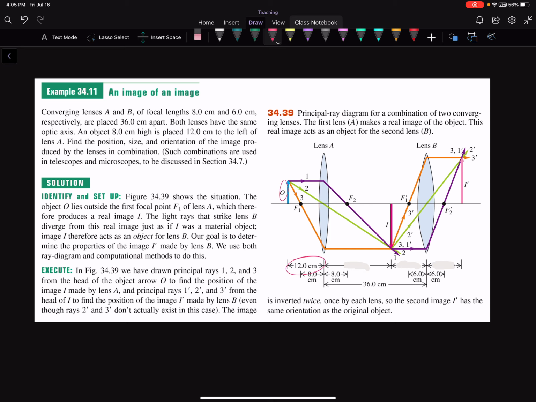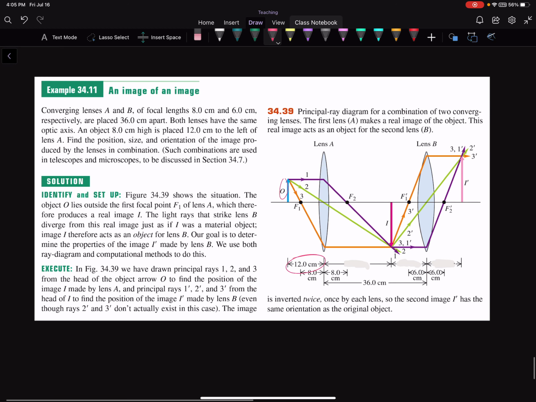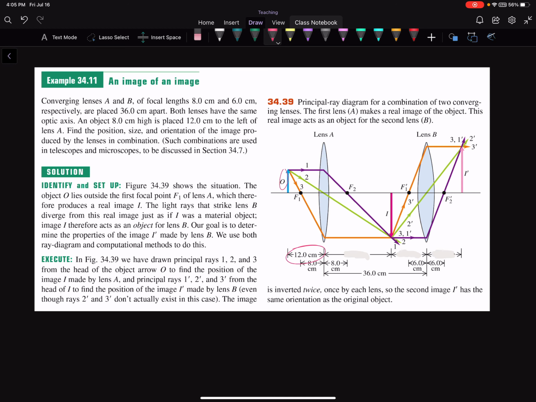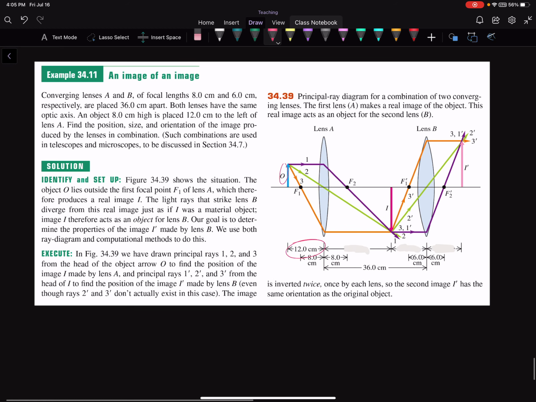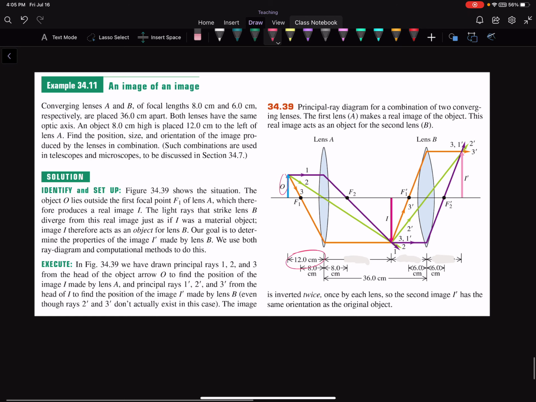Find the position, size, and orientation of the image produced by the lenses in combination, rather. Such combinations are used, they tell you, in telescopes and microscopes, and those kinds of applications are discussed. If you want to read about all those things, there's like a whole third of this chapter in this textbook that talks all about applications. And I think in Fundamentals also they talk about lots of applications. I like to stick to just the basic stuff and let the problems kind of expand all the applications for you. So how do we do this?